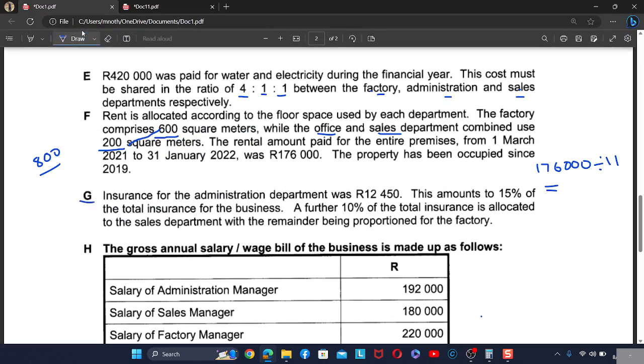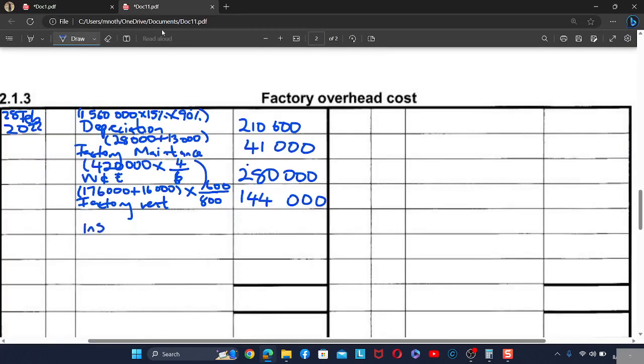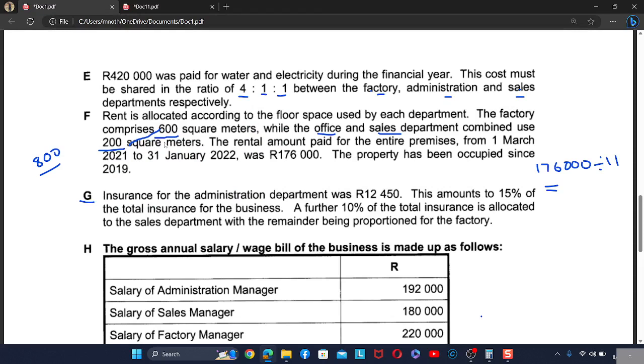Letter G, insurance. Insurance for the administration department. Okay, let's come here. We have the factory insurance. What are they saying? Insurance for the admin is 12,450, right? This is what we have. This amounts to 15% of the total insurance for the business, right? And then a further 10% of the total insurance is allocated to the sales department. So the remainder is for the factory. So this means that how much is for the factory? 100 minus 15 minus 10. So this means that 75 is for the factory.